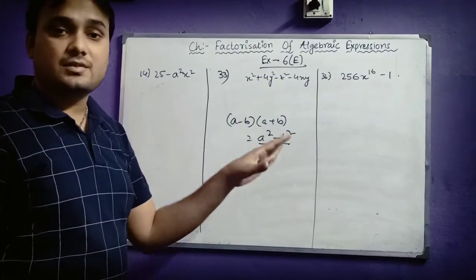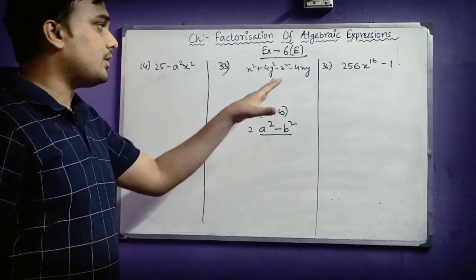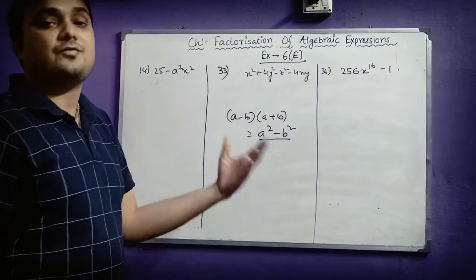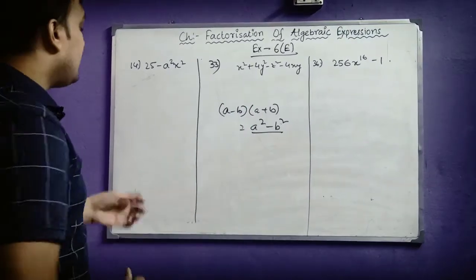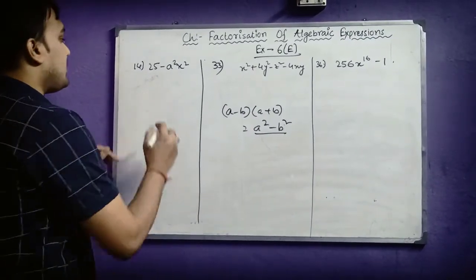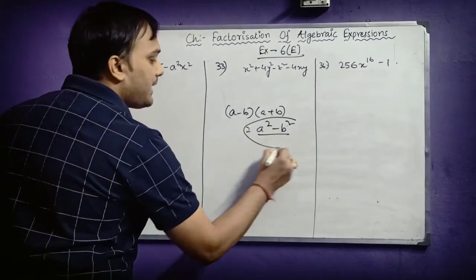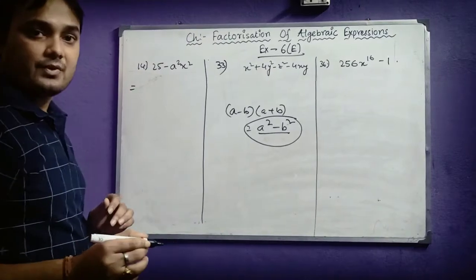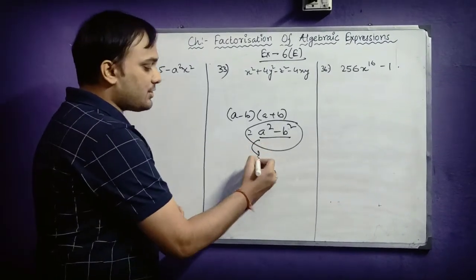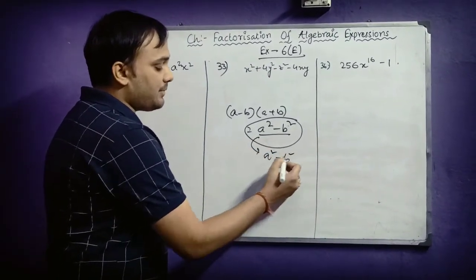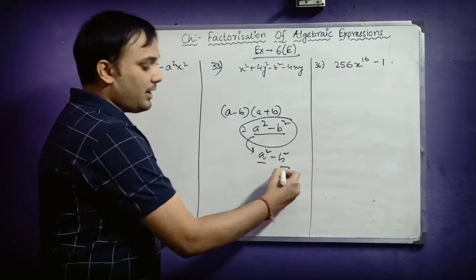We will be solving these 3 questions, and I hope that after solving these 3 questions, it will be easier for you to solve the other questions. So here you can see, the first question is 25 minus a square x square. First, you have to express the question in the form of a square minus b square. That means square of the first term minus square of the second term.